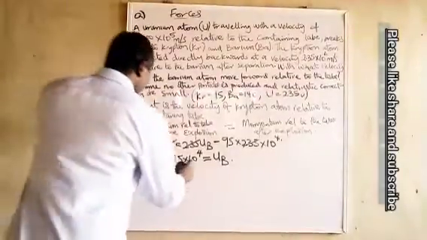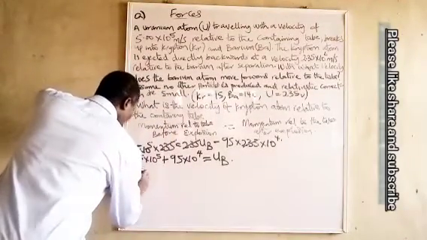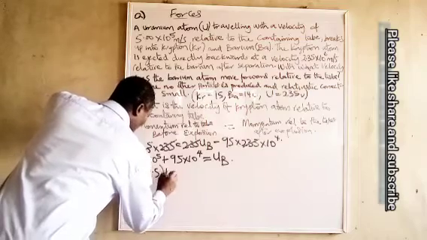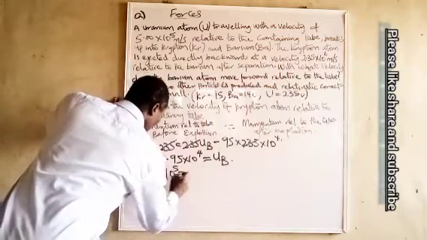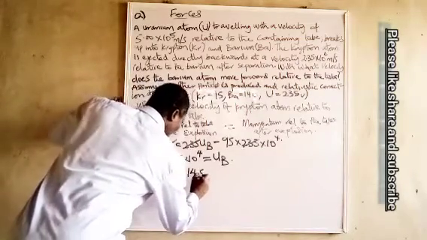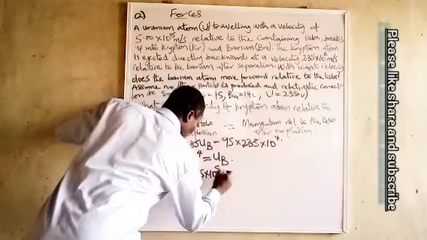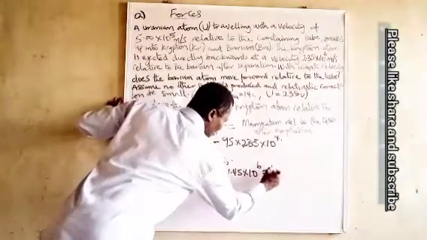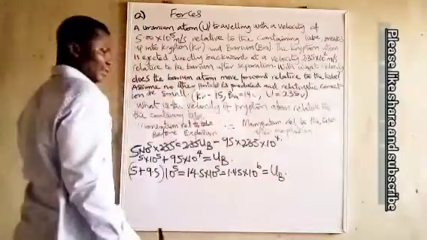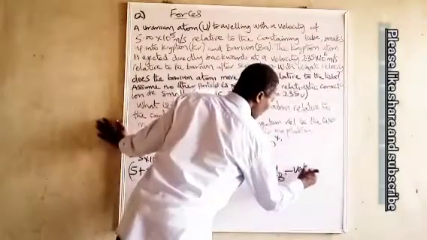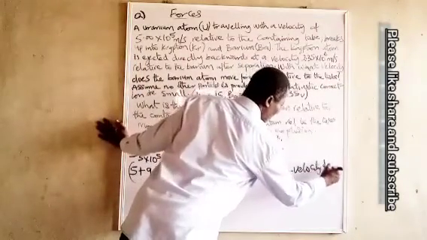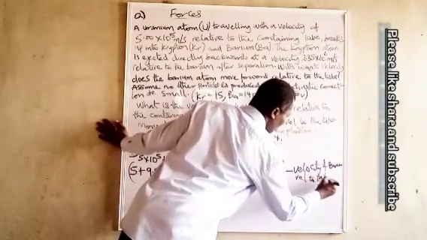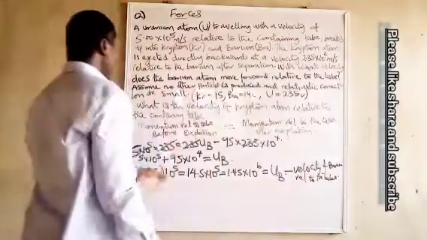So this will now be 5 plus 9.5 times 10 raised to the power 5, which will be equal to 14.5 times 10 raised to the power 5, 1.45 times 10 raised to the power 6, and that is the velocity of barium relative to the tube.